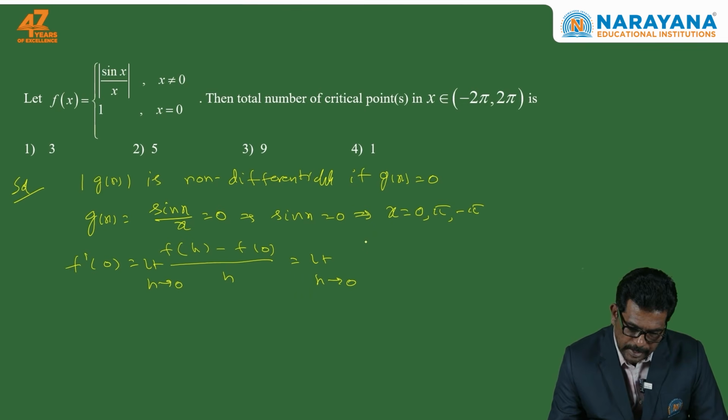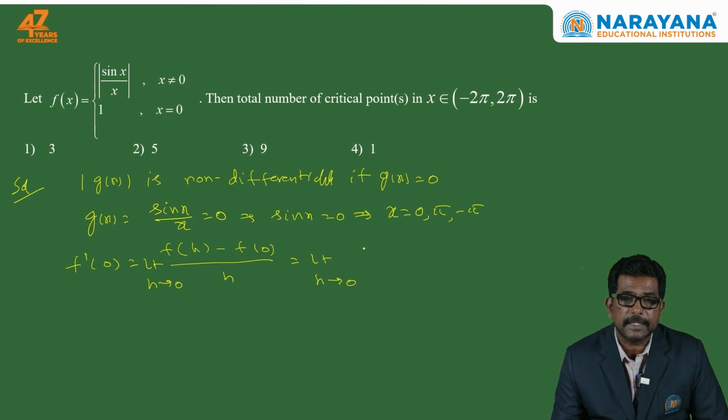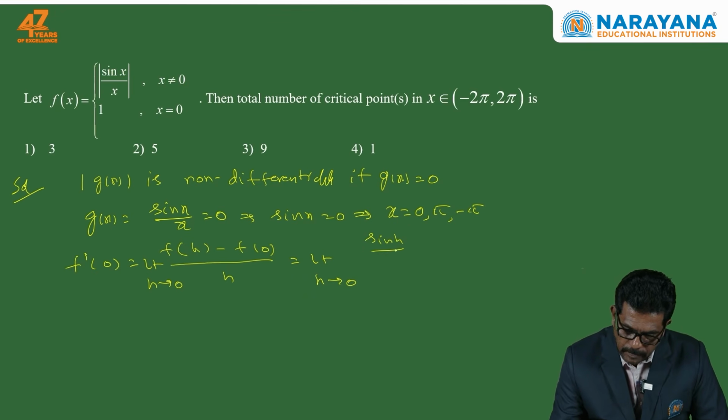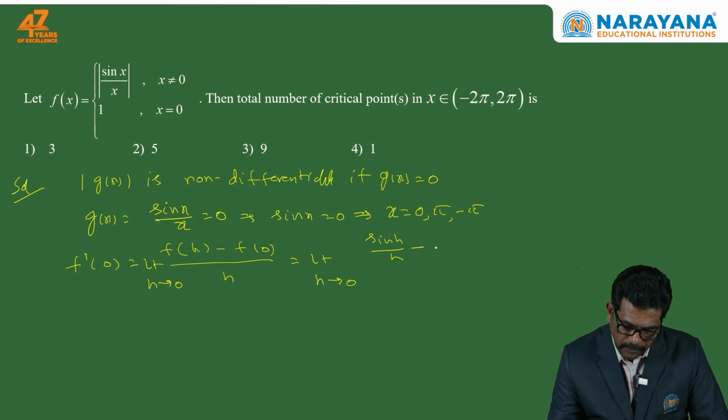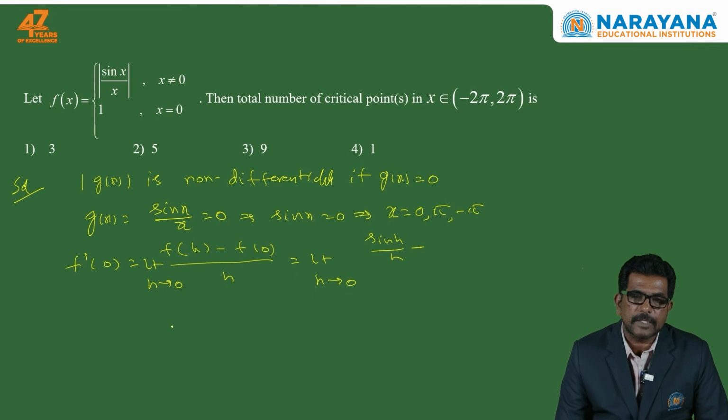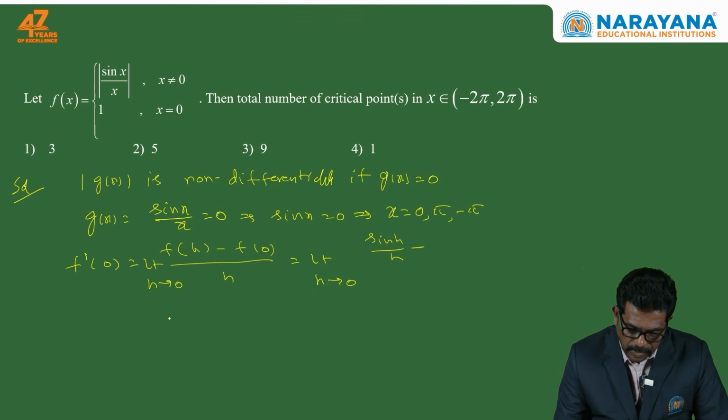Now f of h, when x is not equal to 0, the function is defined as sin x by x. Hence we write this as sin h by h minus f of 0. Here f of 0 is limit x tends to 0 of f of x, which becomes 1. Now this is equal to limit h tends to 0 of sin h minus h upon h square.